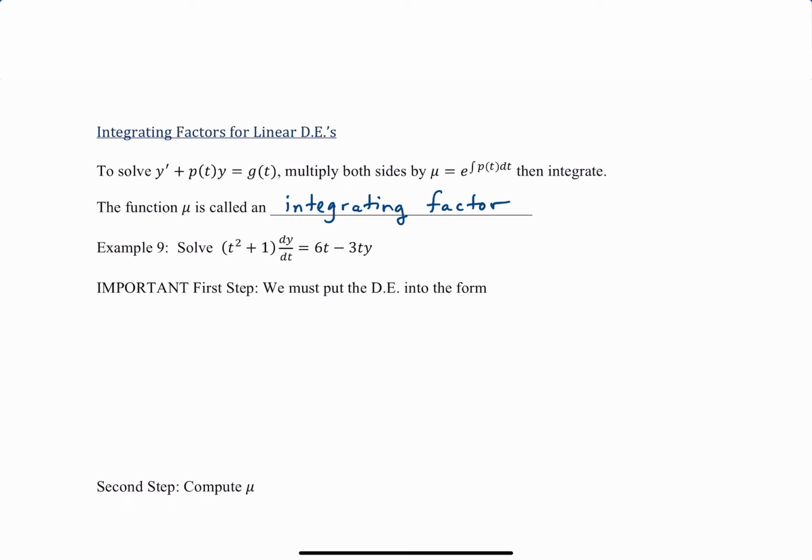In the next video, we'll see step by step in an example how to compute and use this integrating factor to solve a linear DE.